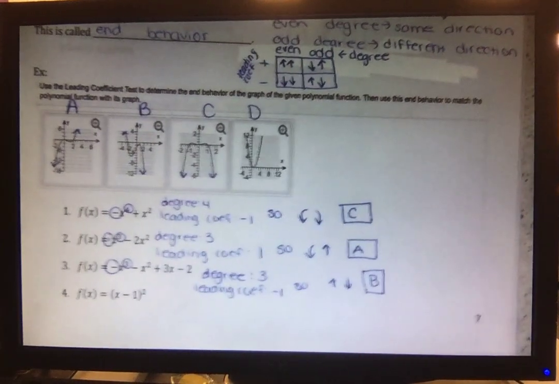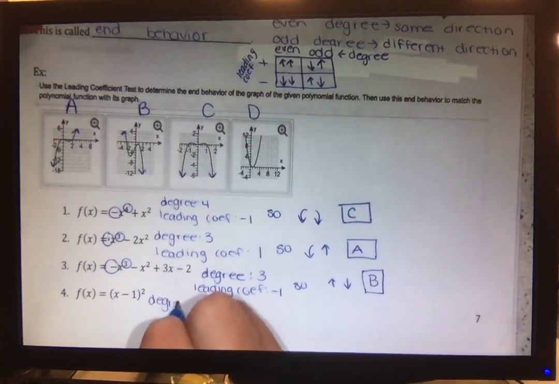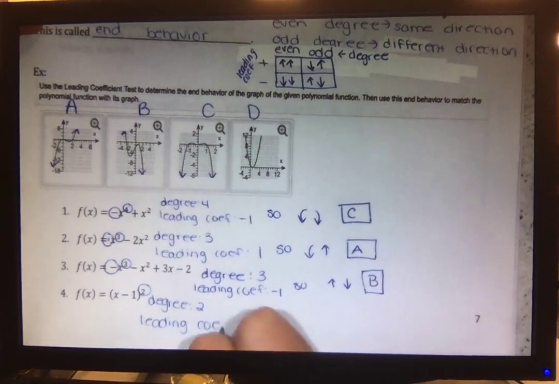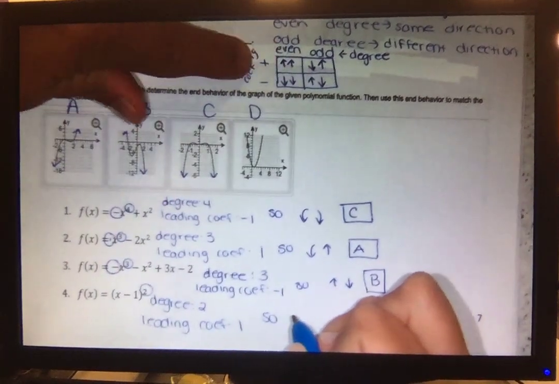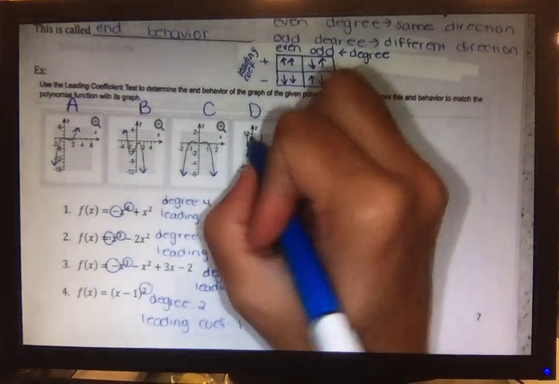All right, so last one. Obviously we know the last one's D, but for note's sake, what's our degree? 2. Good. Leading coefficient, positive 1. So we know it's even, so both ends are going the same direction, and positive, so both are going upward, which is letter D.